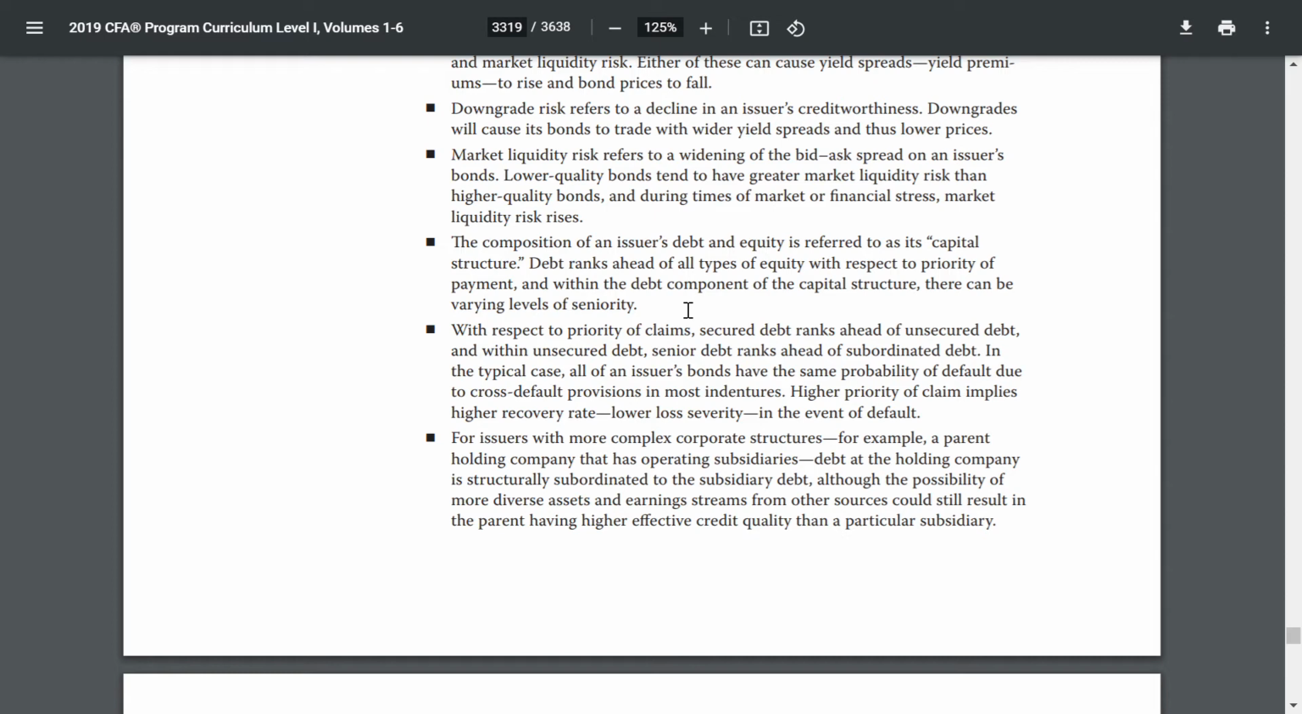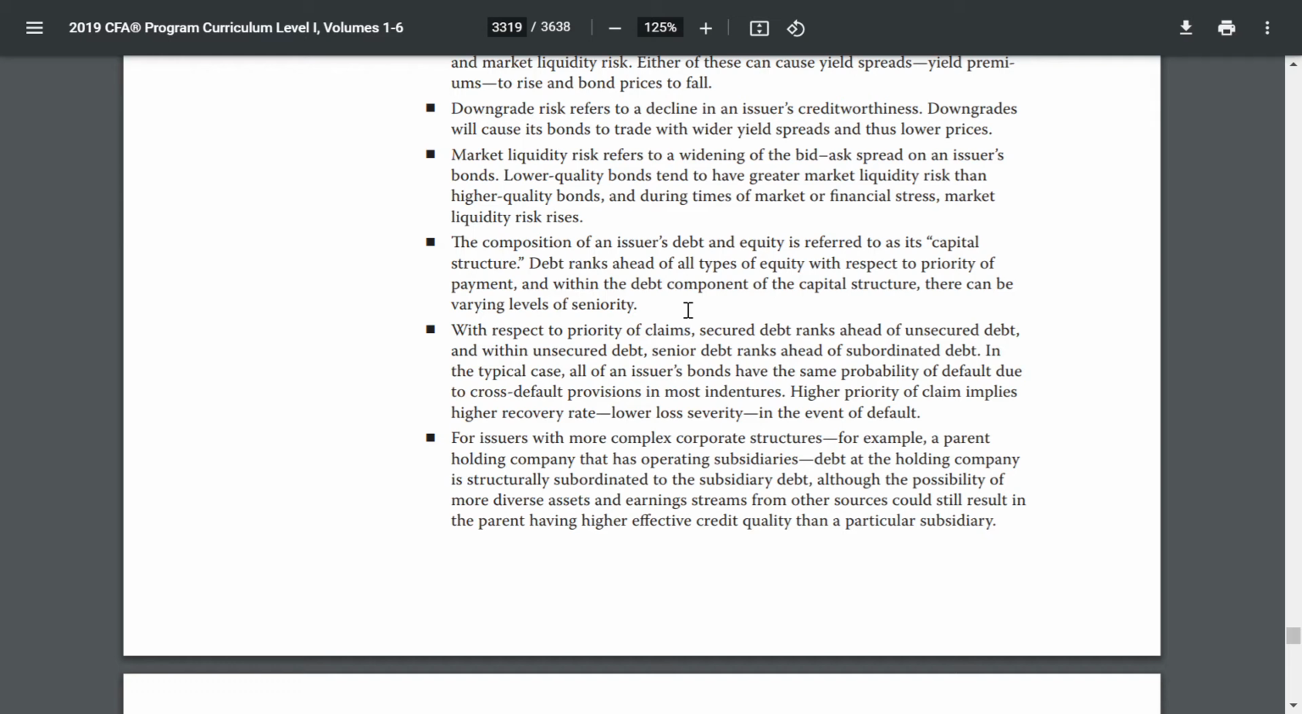The composition of an issuer's debt and equity is referred to as its capital structure. Debt ranks ahead of all types of equity with respect to priority of payment, and within the debt component of the capital structure, there can be varying levels of seniority with respect to priority of claims. Secured debt ranks ahead of unsecured debt, and within unsecured debt, senior debt ranks ahead of subordinated debt. I keep saying senior because I learned Spanish, and now every time I see senior, I think of señor. In the typical case, all of an issuer's bonds have the same probability of default due to cross-default provisions. In most indentures, higher priority of claim implies higher recovery rates and lower loss severity in the event of default.